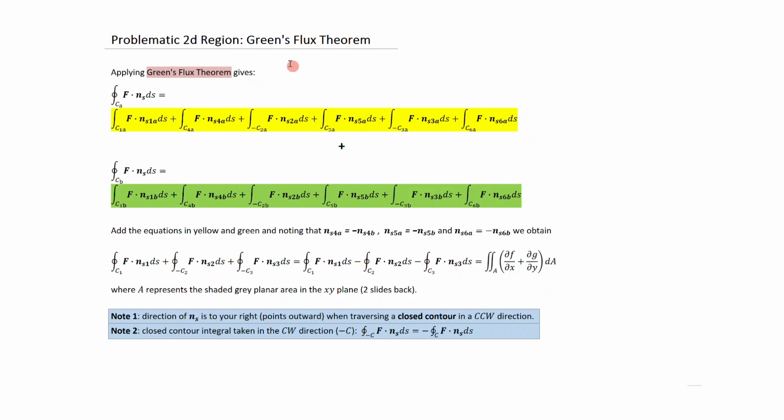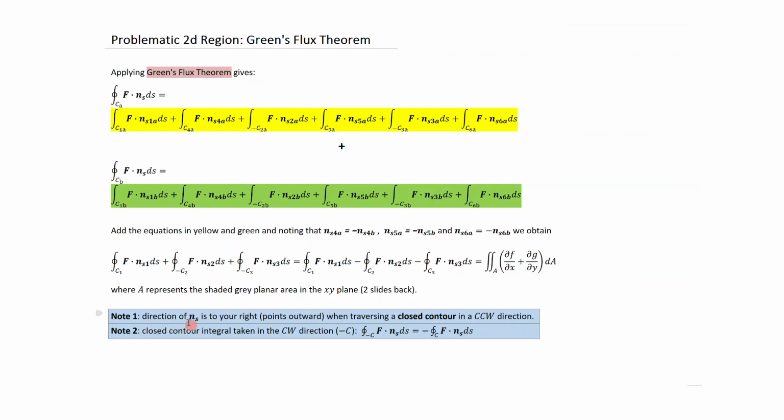Now the right-hand side of Green's flux theorem basically would involve the partial derivative of f with respect to x plus the partial derivative of g with respect to y, which is just the divergence of the field in 2D, and the area would be the area contained between the two regions defined by the contours. Okay, and again, the area is just the xy plane two slides back.